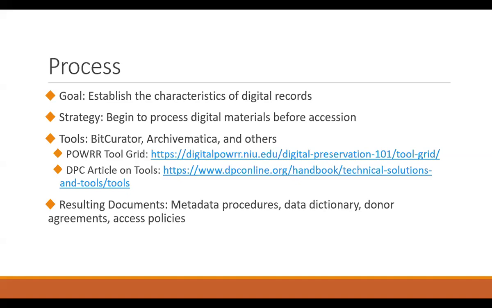So the goal of processing the records is to establish the characteristics of digital records that we discussed earlier, being authenticity, reliability, integrity, and usability. And a lot of the actions that we take while processing digital records are similar to those undertaken with physical records. However, while physical materials in archives can often be processed after they are accessioned, digital files require processing to begin before the accession. You want to understand the properties of the files coming into the collection to determine if they can be properly managed long-term.